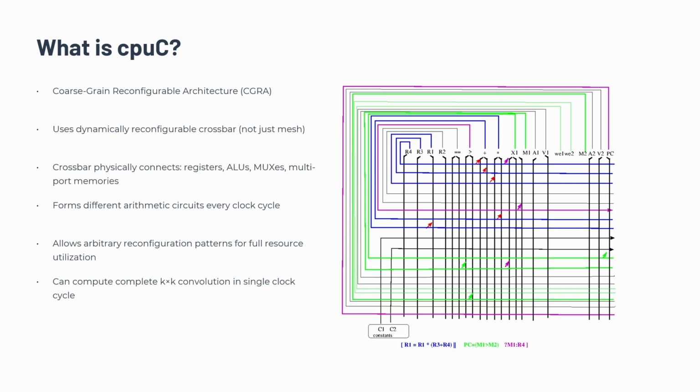cpuC is a cross-grain reconfigurable architecture that uses a dynamic crossbar instead of a constrained 2D mesh. At each clock cycle, the crossbar physically connects registers, arithmetic units, and memory ports to form a custom circuit that directly implements a multi-operation instruction. For CNNs, this means we can configure cpuC so that an entire K by K convolution is computed in a single cycle, exploiting massive parallelism while keeping the design very simple.